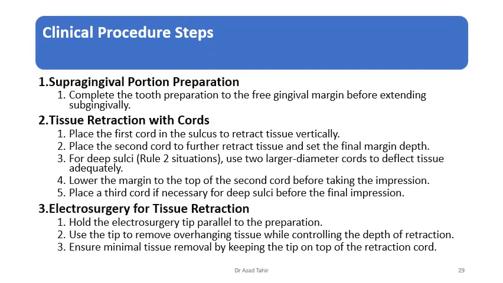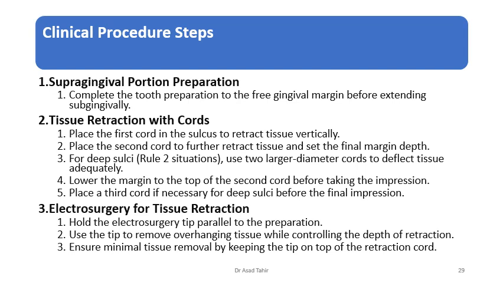Clinical procedure steps. Supragingival portion preparation. Complete the tooth preparation to the free gingival margin before extending subgingivally. Tissue retraction with cords. Place the first cord in the sulcus to retract tissue vertically. Place the second cord to further retract tissue and set the final margin depth.